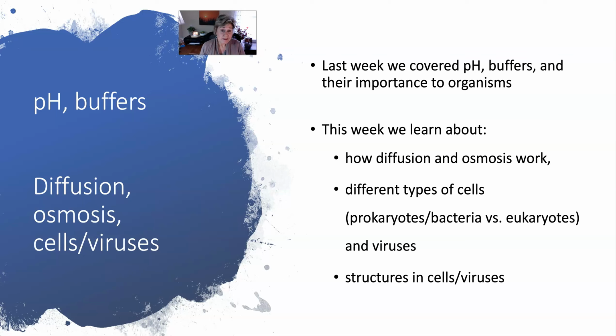So osmosis is a type of diffusion. Osmosis is movement of water across a semi-permeable membrane, like cell membranes, until you have equal numbers of water molecules, unless there's something else at play here. But that is what osmosis is, movement of water across a membrane. So we're going to take a look at that.